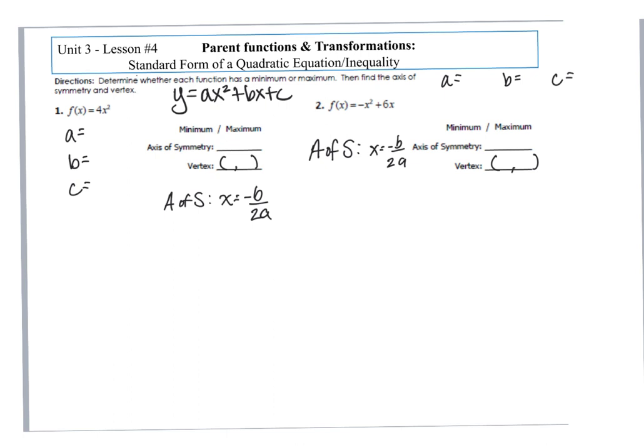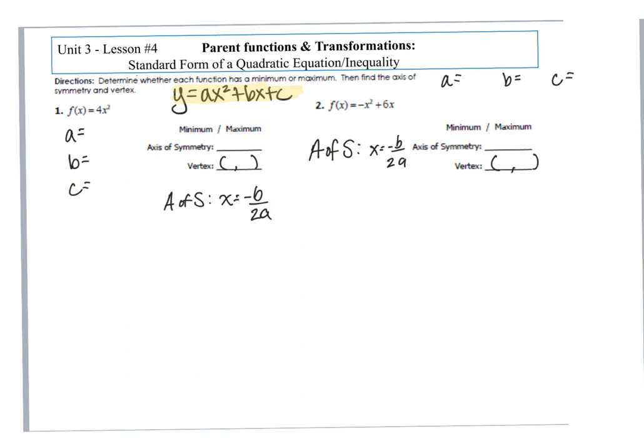Looking back at the top, I've written in what standard form is. I'm going to highlight that right here. We have y equals ax squared plus bx plus c. That's standard form. Again, a is the number in front of x squared. b is the number that's in front of x. c is our regular constant. There's no x's attached to it at all.